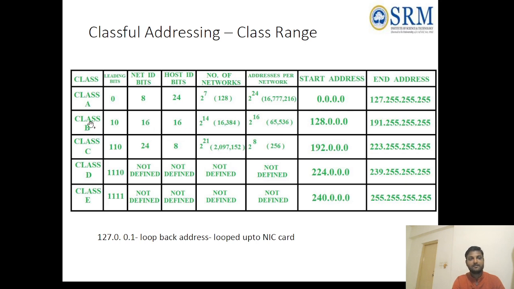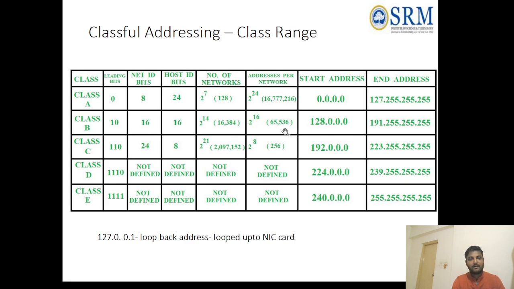Similarly, we can check class B. Obviously, the leading bits are 10. The net ID is 16. Host ID is 16. Number of networks possible: as 2 bits are fixed, the number of bits for networks is 16 minus 2, so 2 to the power 14.